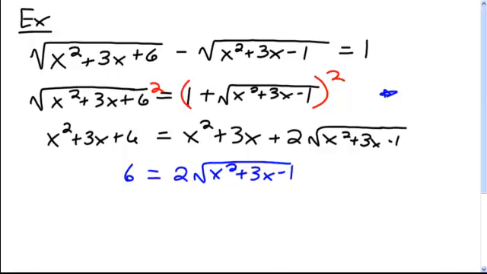With the 2, it is attached by multiplication. So when I go through and square both sides, over multiplication, that 2 is going to be squared as well. So it's going to be 4 times that quantity. The nice thing is I only have a 6 on the left-hand side, which means I can actually divide both sides by 2, and that's going to give me 3 equals, and then this quantity.